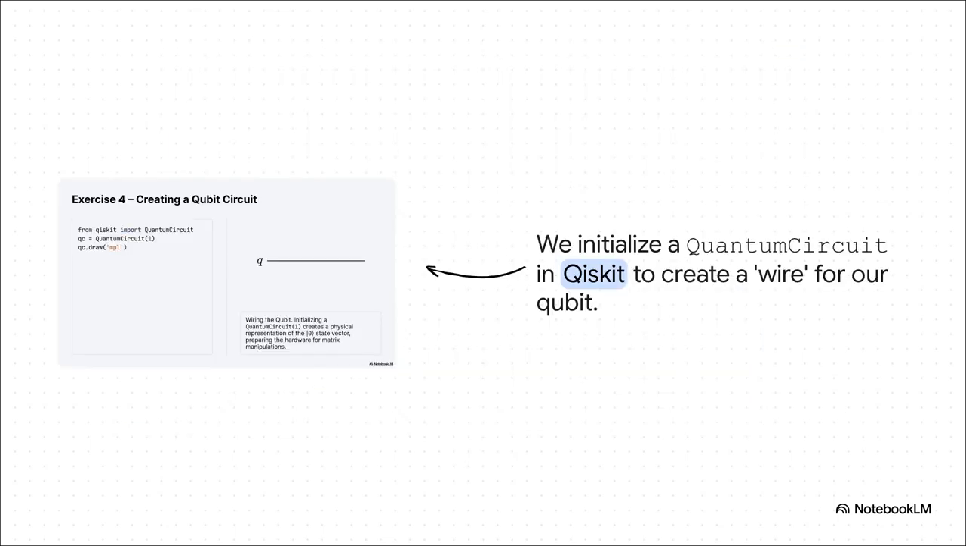So how do we actually make one? Well, with this one simple line of code in Qiskit. When we type quantum circuit 1, we are creating a home for exactly 1 qubit. You can literally think of that little Q you see on the screen as a physical wire that's going to carry our quantum state vector.